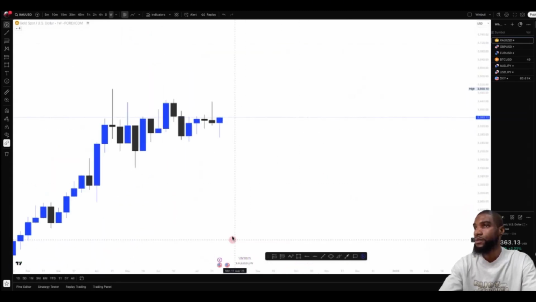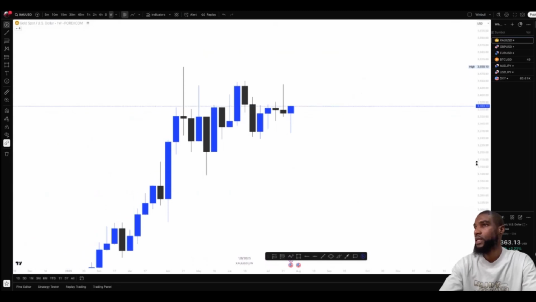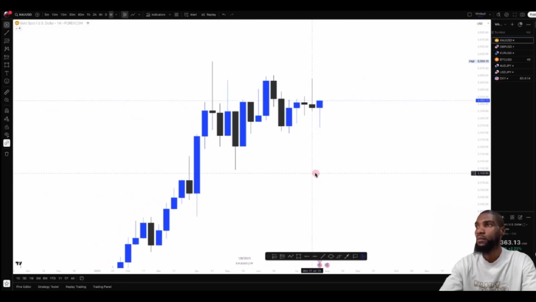So now what we want to do is to analyze this chart. So I'm going to take my time to make sure that this is a proper top-down analysis to help you understand the trend of the market and also know what the market is doing before taking your trades.